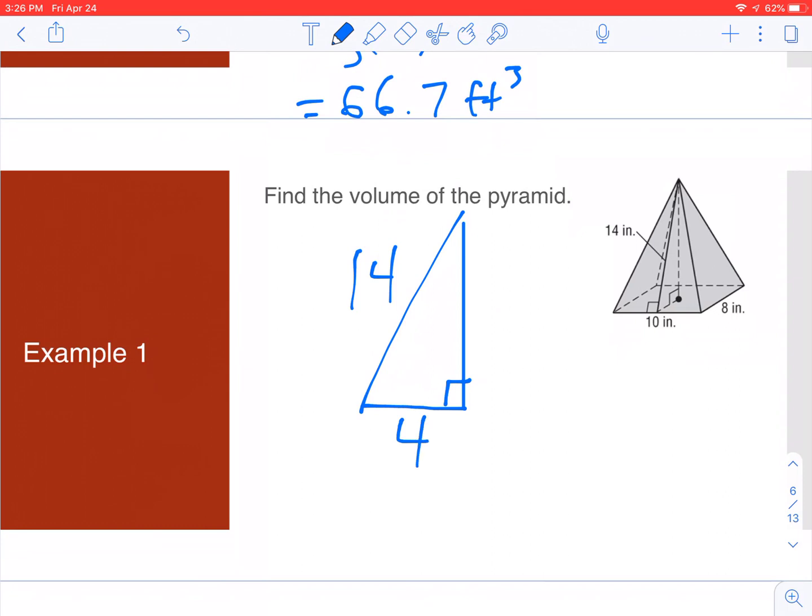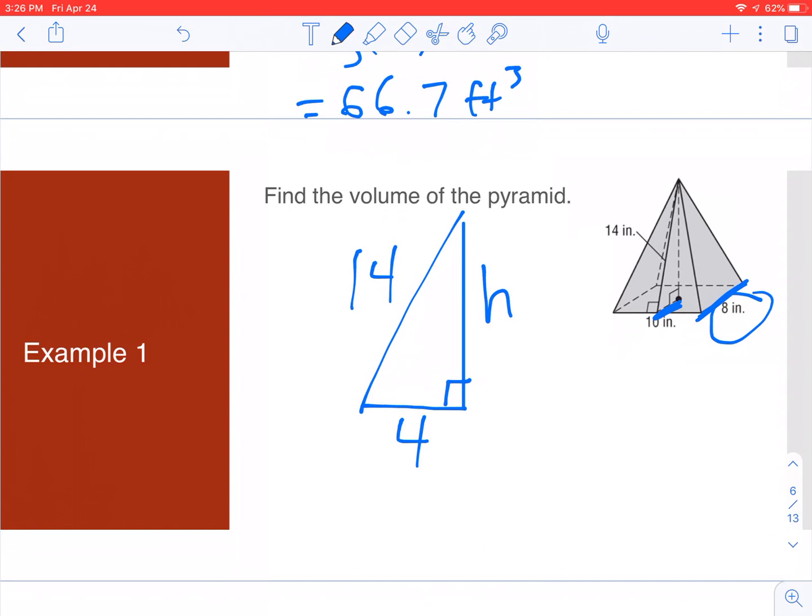Now this is going to be 4. Why is this going to be 4? Because I took 8 and I divided by 2. Because 8 is the whole length of the square, and that triangle right in here is half that length. So that's 4, and this is now the height. I got to find the height.